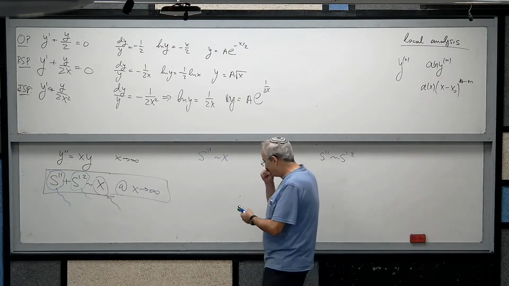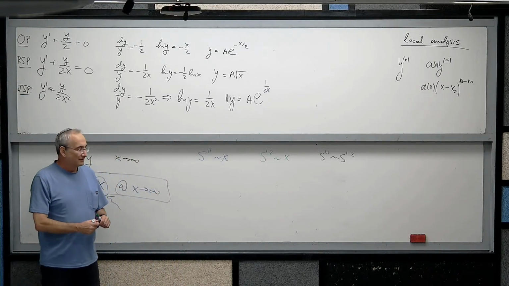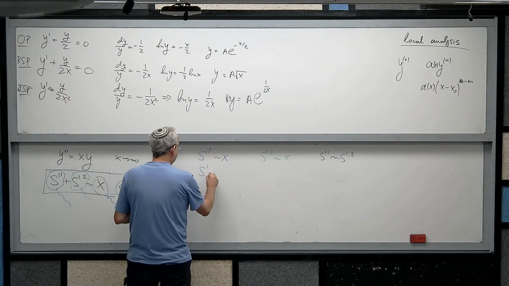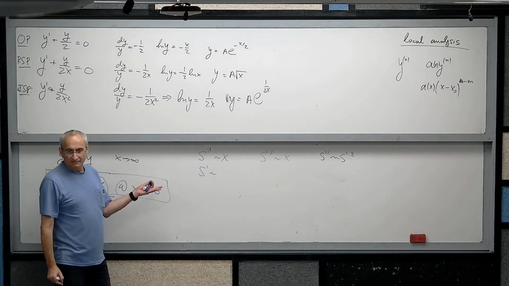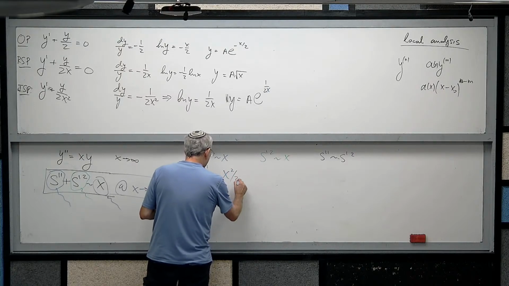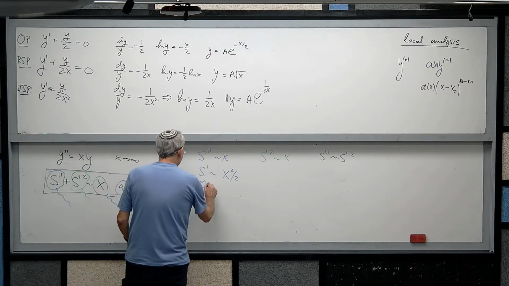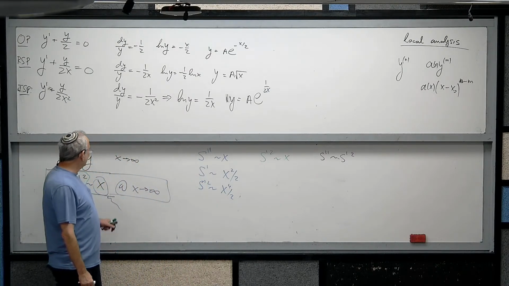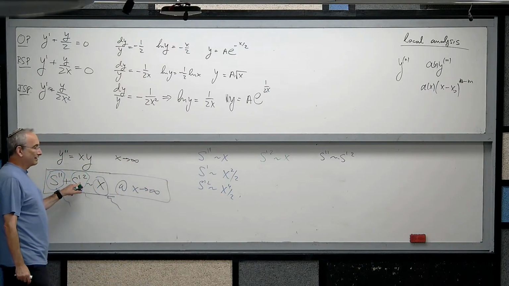Okay, so let's start with the blue strategy. Blue strategy implies that s double prime is proportional to x. This implies that s prime is going like what? Like the integral of x, which is x squared over 2. The 2 is not important, but it is going like x squared. And this implies that s prime squared is going like x to the 4 over 2. Clearly, as x goes to infinity, x to the 4 over 2.